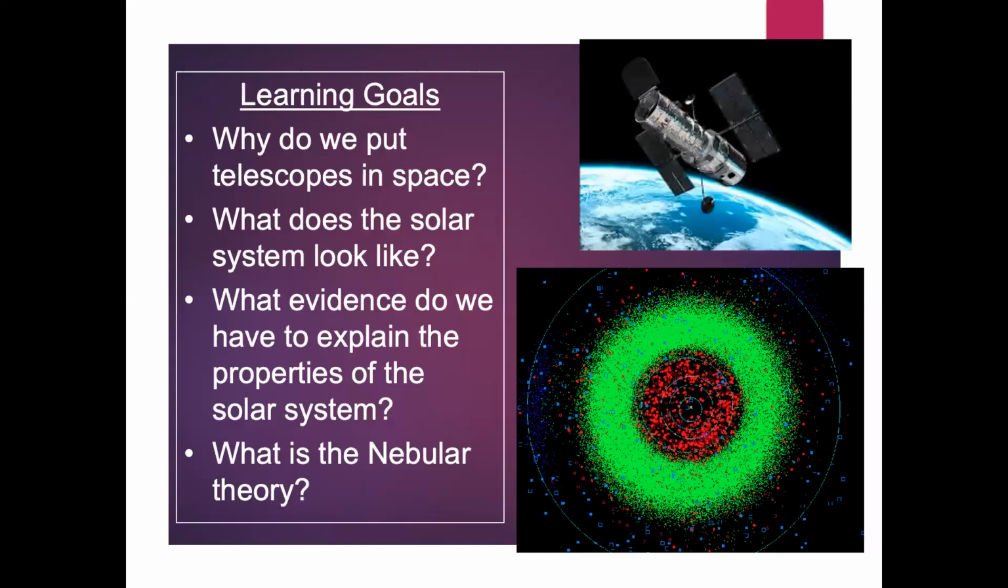So here's what we're going to talk about today. We're going to talk about why we put telescopes in space. We're going to talk about what our solar system even looks like. We're going to talk about how we can explain the properties of the solar system. And then we're going to look at something called nebular theory, which is a theory about planetary formation. And that's going to lead us into next week's lesson, which is going to be on exploring Earth's interior and learning a little bit more about each specific planet.